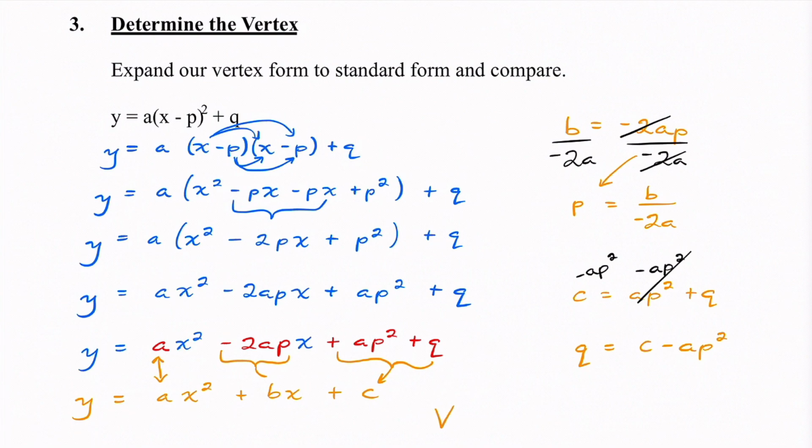So my vertex, if I wanted to find my vertex, it's going to happen at P and Q. We knew that from before, but that's just going to be equal to B over negative 2A, because that's what the P was we just found. And then the Q is C minus AP squared. Okay, so that's our vertex.